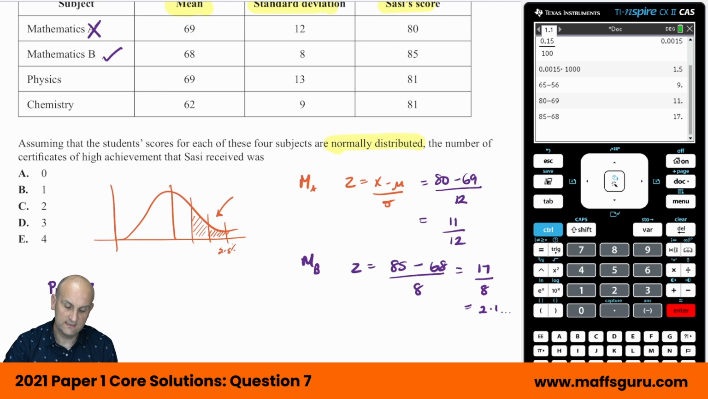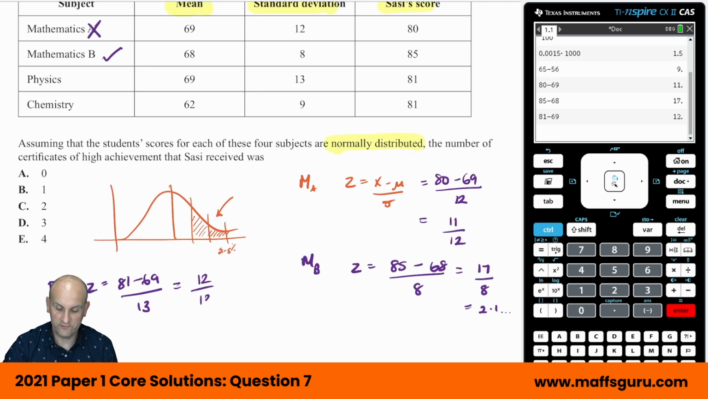For physics, the z-score is going to be equal to 81 minus 69 divided by 13. 81 minus 69 gives me 12 on 13. Again, that is going to be less than 1. So no, that's not going to put her at the high end at all.